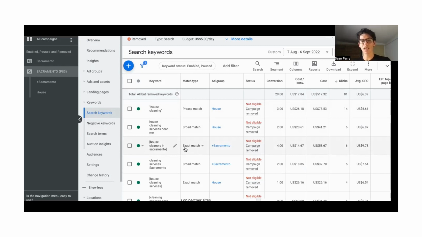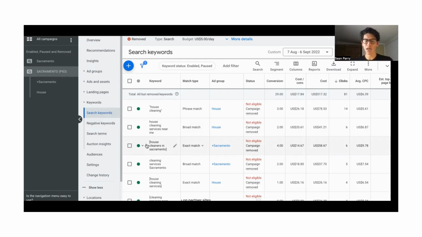If someone typed in cleaners near me or cleaners in Sacramento, the advert wouldn't show up. So the exact match type is basically us telling Google we only want people who are searching for this exact term. And that can be really good because we get lots and lots of control about where the ads are showing.